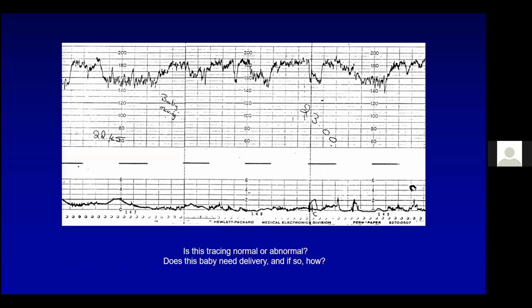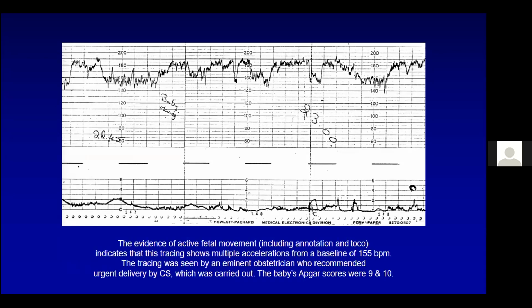So the most important thing is that in this CTG, right, other people say the baseline is at 160 and there's accelerations. Other people say the baseline is at 180 and there's deceleration. So I think the important thing is that there is evidence of fetal movement here. So I think that the problem is that there's multiple accelerations with a baseline of 155. So you must see the CTGs in context. This is a normal CTG.